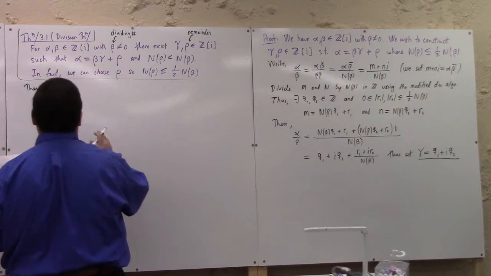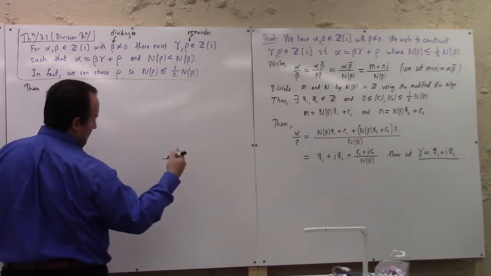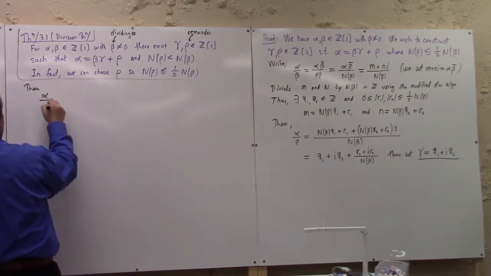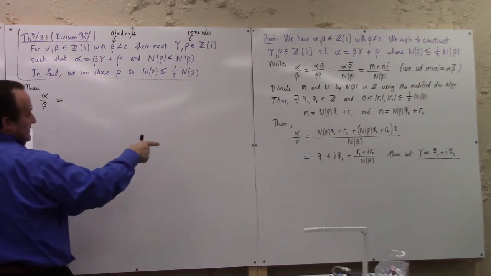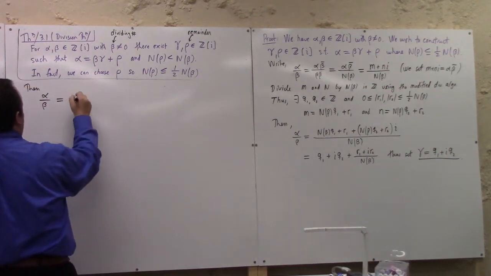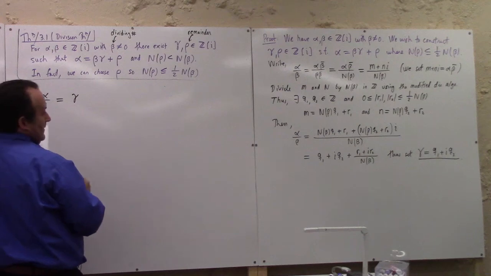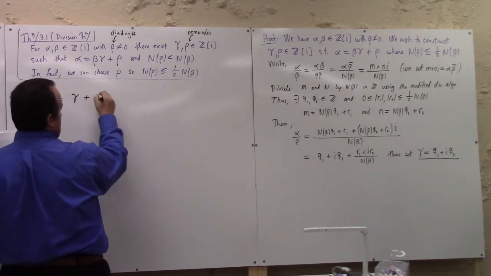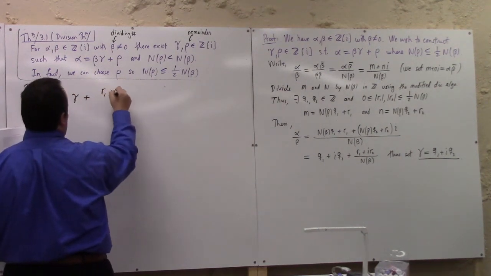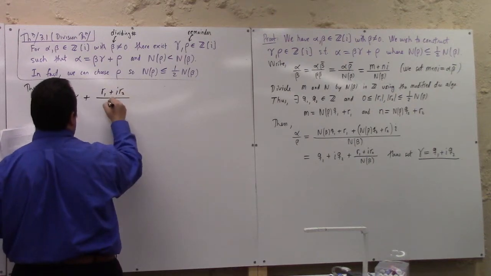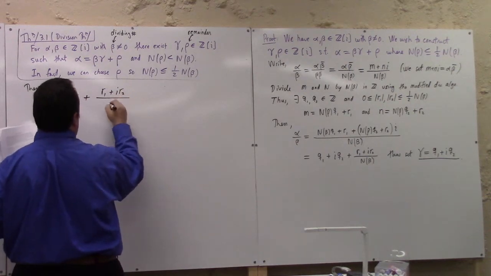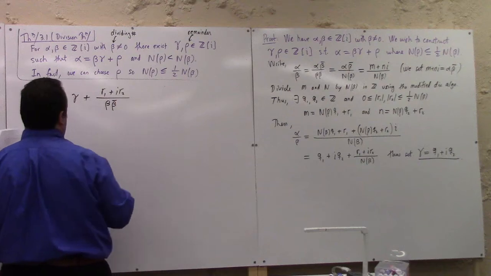He says he's modifying the equation. So let me write the equation down again. So we have alpha over beta, right? And he says q1 plus q2i. We're going to call that gamma, right? And plus R1 plus iR2 divided by n beta. Well, n beta is what? It's beta beta bar, right? So let's do that.